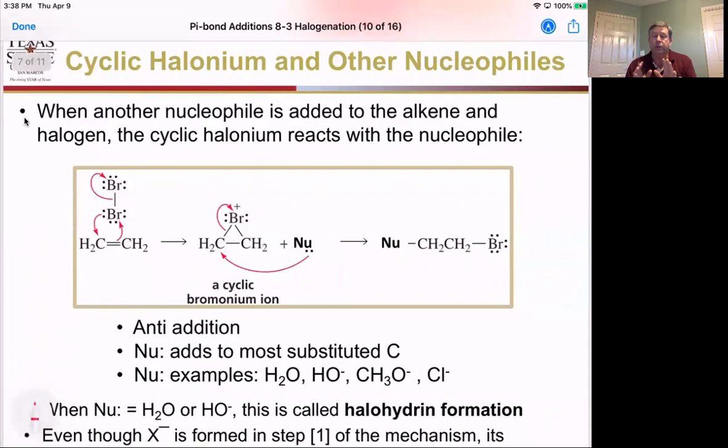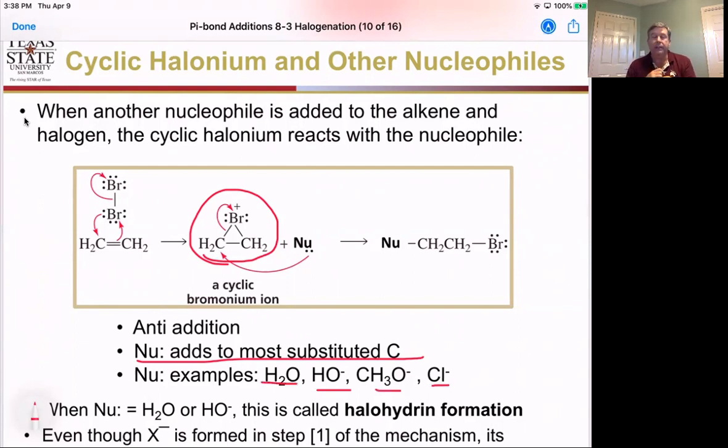So once we form that cyclic bromonium cation here, we can have it attacked by bromine, or we can have it attacked by other nucleophiles. When it is attacked by other nucleophiles, it's going to go anti-addition, because the bromine is at the top, and when the nucleophile comes in, it'll ring-open to the other side, so we get anti-addition. And the nucleophile substitutes on the most substituted side just because of the stability of the intermediate. We can attack it with water, hydroxide, an alkoxide, or another halide.